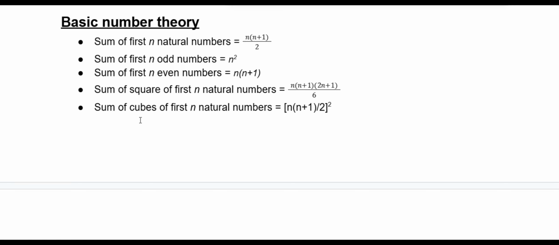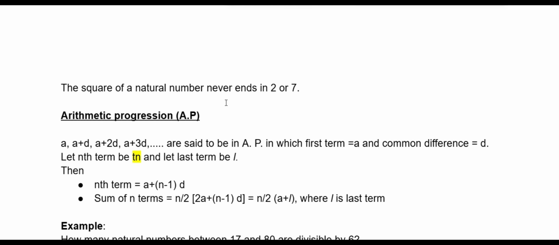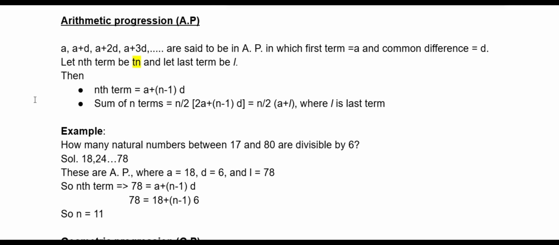And next, the sum of cubes of the first n natural numbers is n into n plus 1 by 2 whole square, nothing but n square into n plus 1 whole square by 4. And one thing I would like to tell you, the square of a natural number will never end in 2 or 7. That is a hard and fast rule. And next comes the progressions.